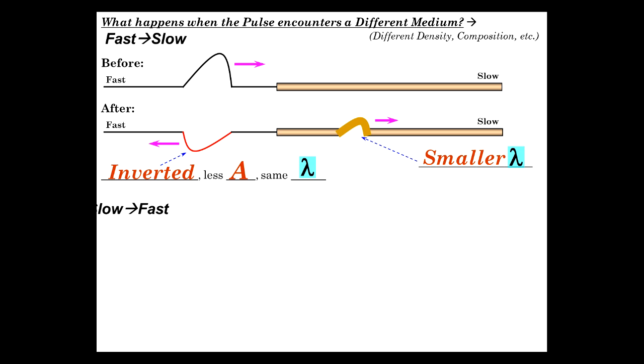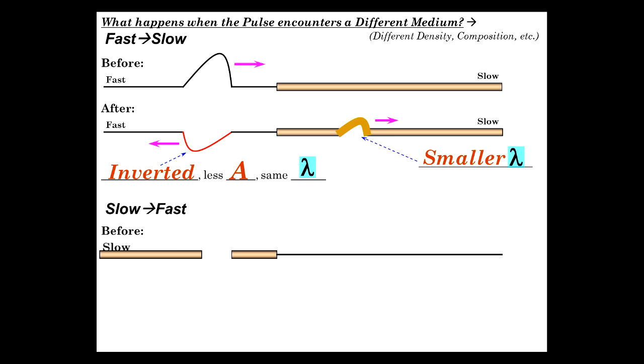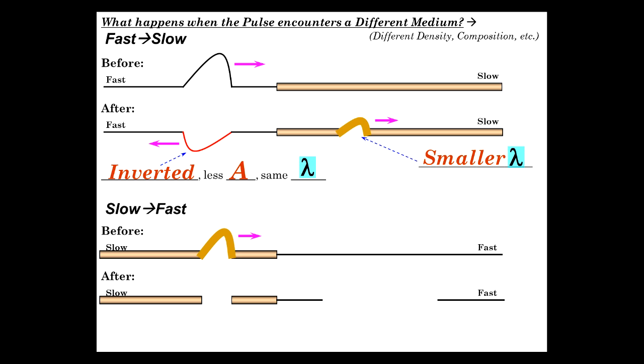So there it is. And now what about slow to fast? Slow to fast, kind of reversing the roles. We have a slow medium. There's the pulse. It's coming. It's going to hit the fast medium. And see what happens. I'm going to show what happens after the fact.